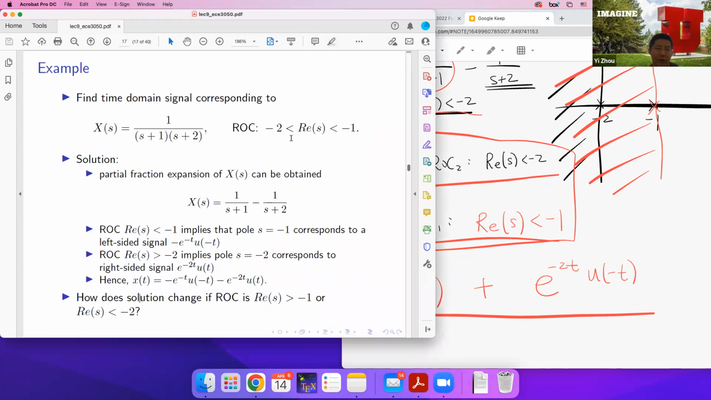Okay, so the tricky part: partial fraction expansion is standard. You just follow what we have done in the Fourier transform. This is standard. The tricky part is, from the given overall region of convergence, how do we identify the corresponding region of convergence of these different parts of the Laplace transform? So this is the tricky part. Okay, so any questions?